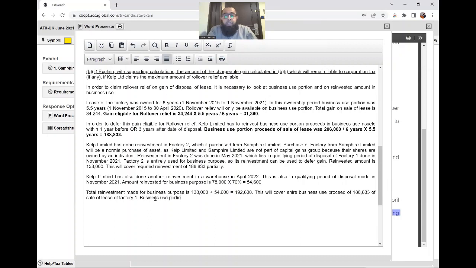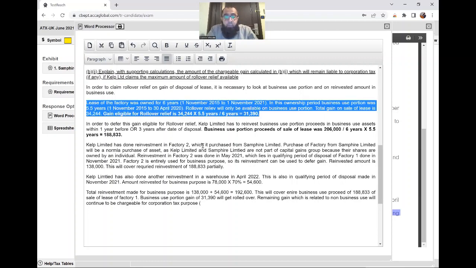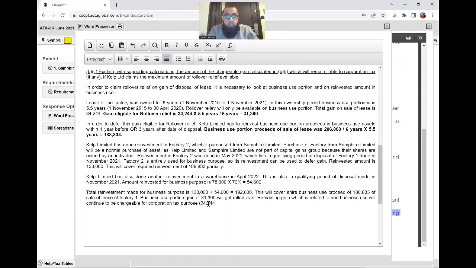Business use portion gain of 31,390 will get rolled over. The remaining gain, which is related to non-business use, will continue to be chargeable for corporation tax purposes. Okay, so what is the amount of that? The total gain was 34,244 minus 31,390.